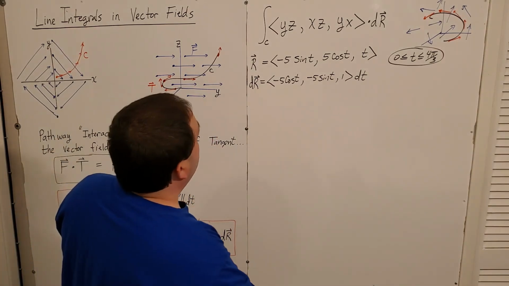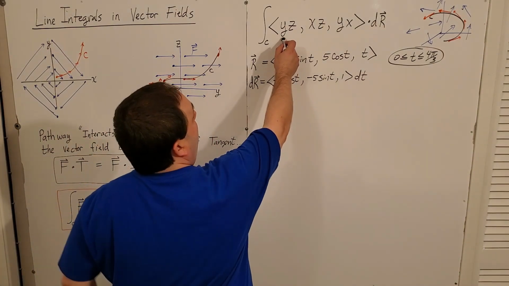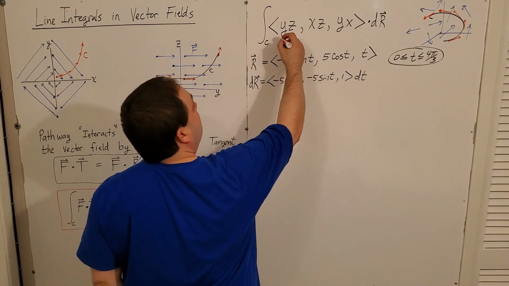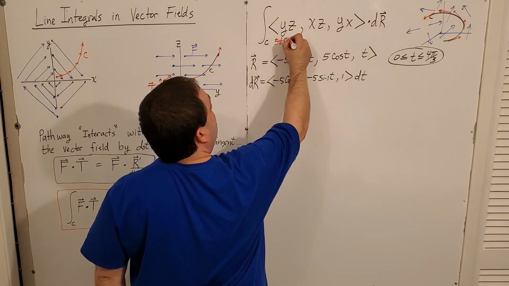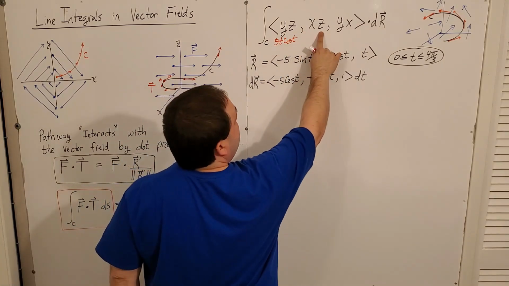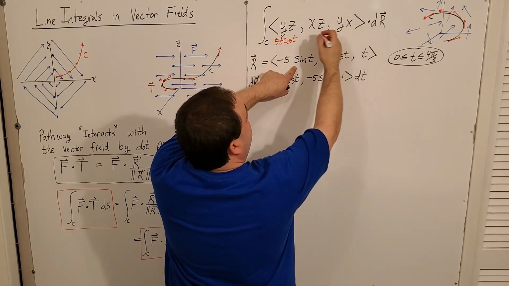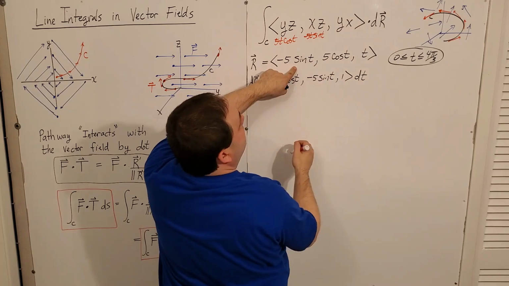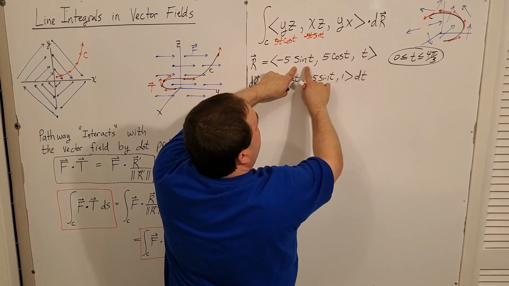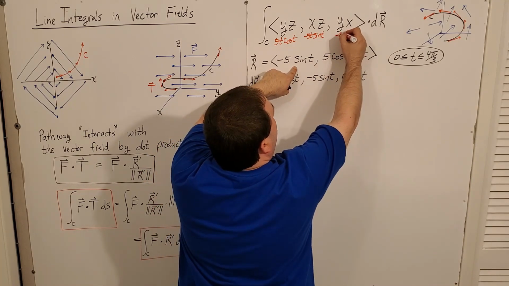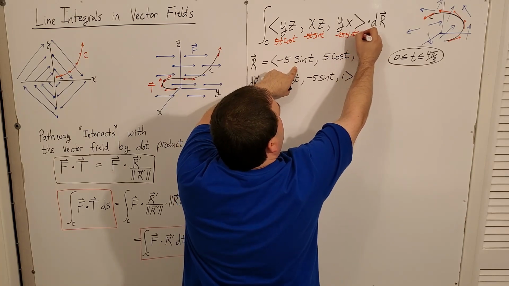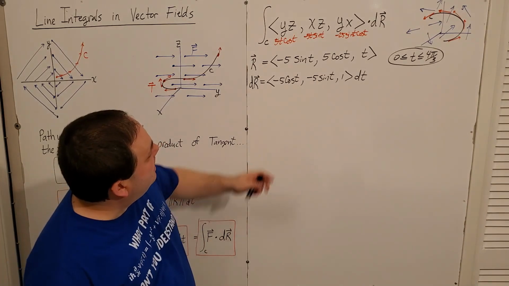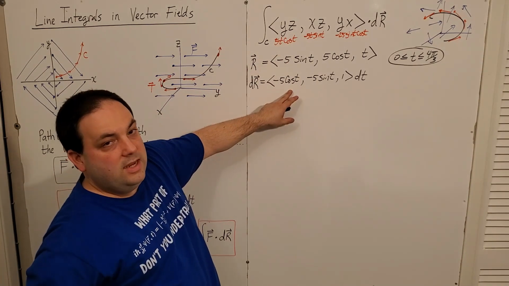So yz right there is really 5 cosine t times t. So that's 5t cosine t. Xz, these two multiplied, that's -5t sine t. And then yx is -25 sine t times cosine t. And now I'm just going to dot that with this dr vector.